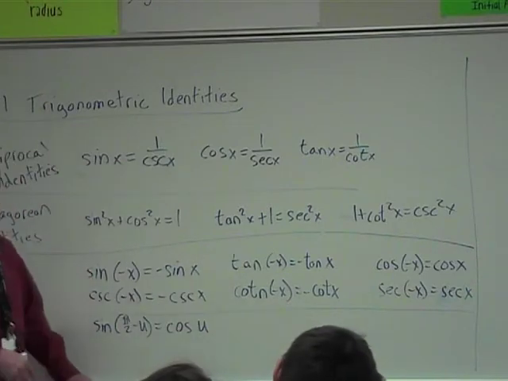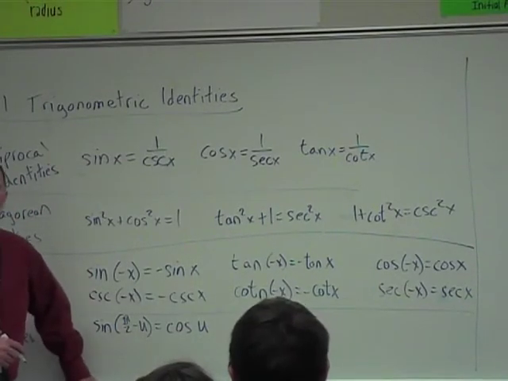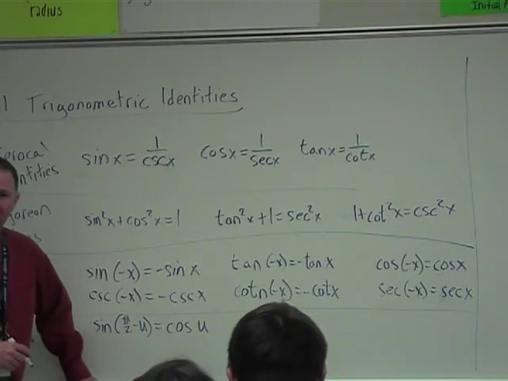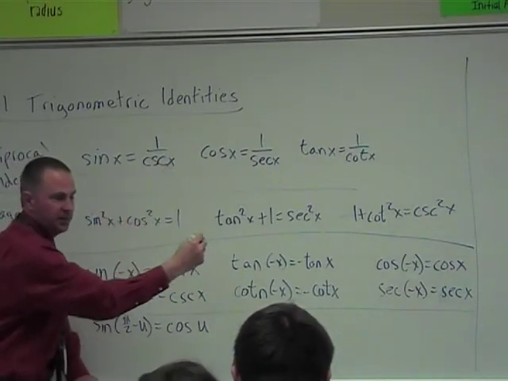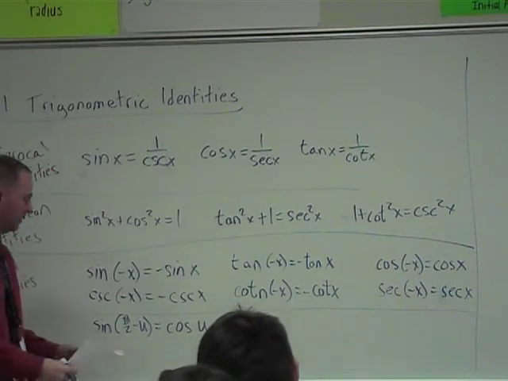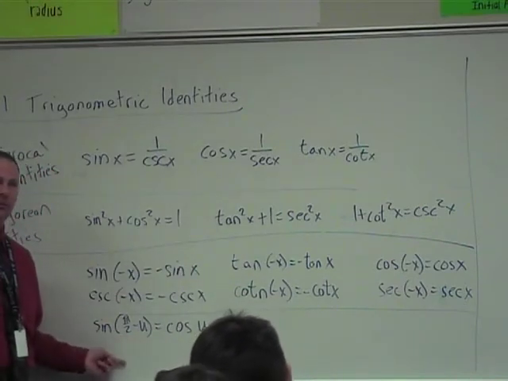Cosine of 30 degrees. Do I need to draw it? Square root of 3 over 2. Remember, it's the long leg. For 30 degrees, the x is the long leg. Alright, that's why this works.